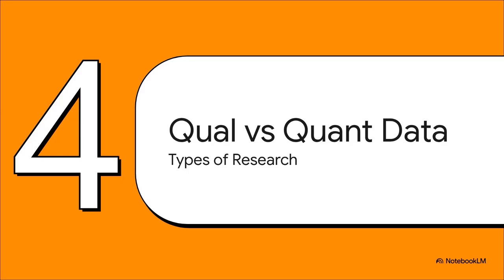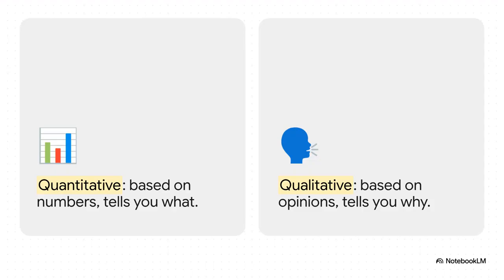Okay, up next, Section 4, Qualitative and Quantitative Research. Once we've actually gathered our data using primary and secondary methods, we need to understand exactly what type of story that data is telling us. Data generally falls into two buckets. First, quantitative data. This is all about the numbers. It's based on quantities, facts, and statistics. It basically tells you what is happening.